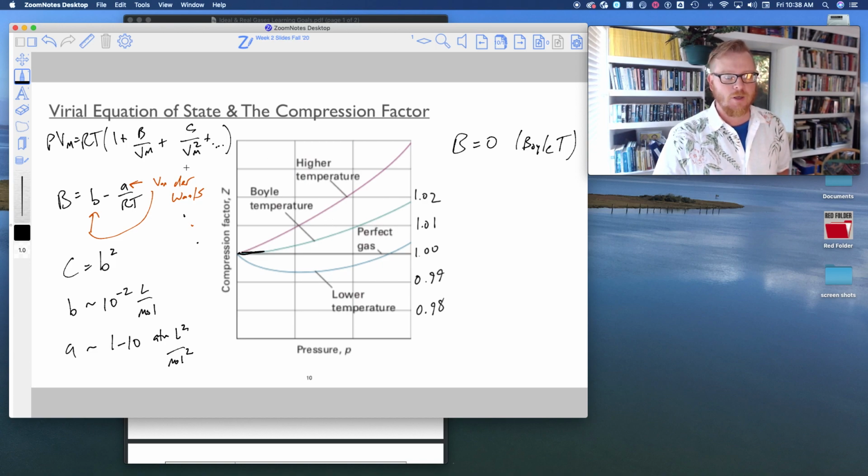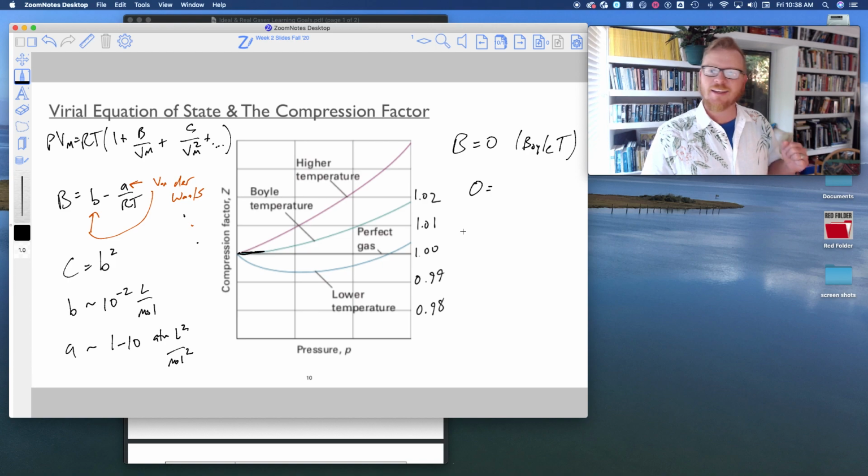Okay, so at the Boyle temperature, this B equals 0. I'm going to show this in the next lecture video, because it's kind of a lengthy derivation. Yay, third video, lengthy derivations. I know you guys love it. So b minus a over RT.